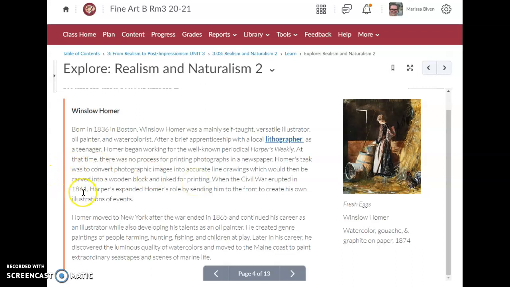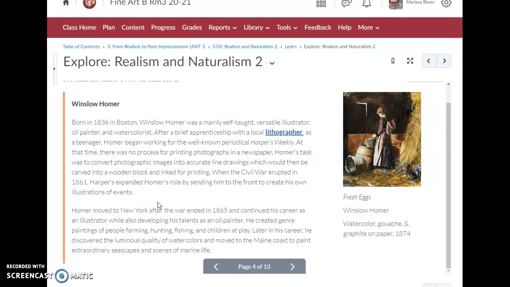And then in 1861, when the Civil War broke out, Harper's, this magazine that he worked for, sent Homer to the front, meaning the battle lines, and it was his job to draw pictures of what was happening in the war.